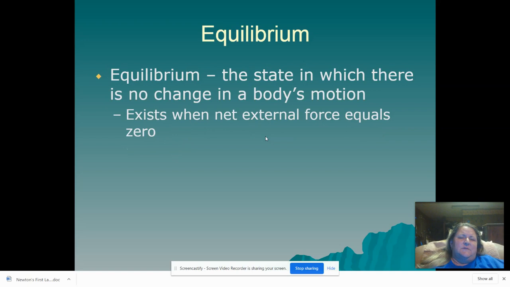When I keep saying equilibrium, what is equilibrium? It's the state in which there's no change in the body's motion. If it's moving, it stays moving. If it's stationary, it stays stationary, because the net external forces equal zero. There's no change in whatever it's doing.